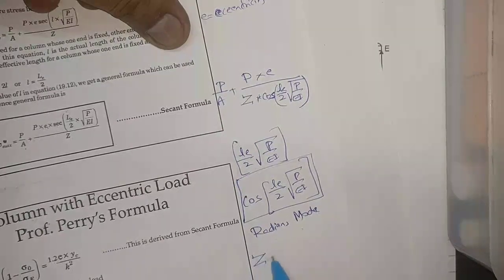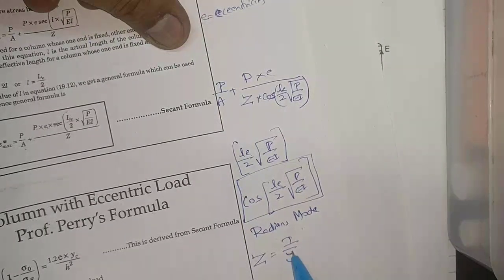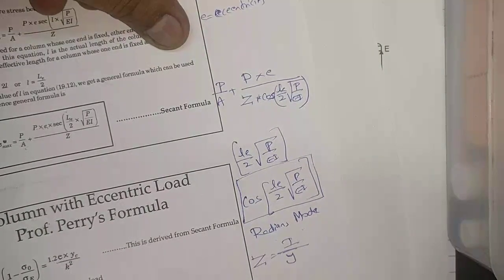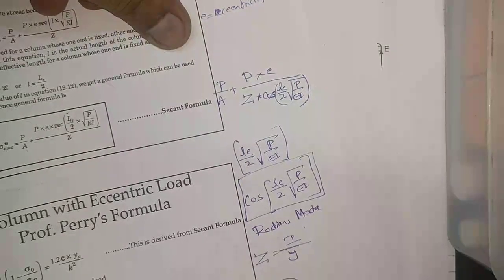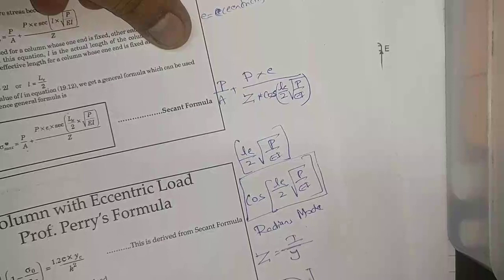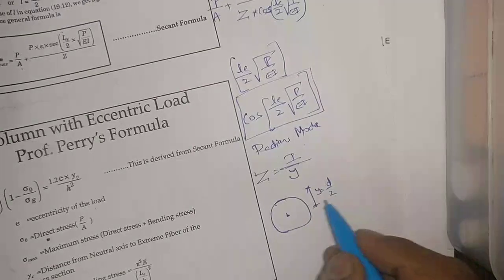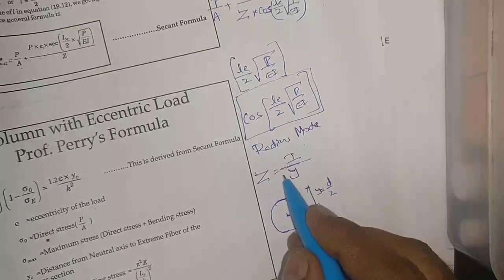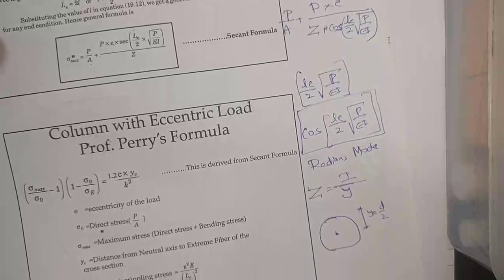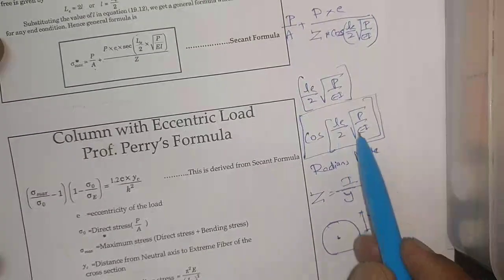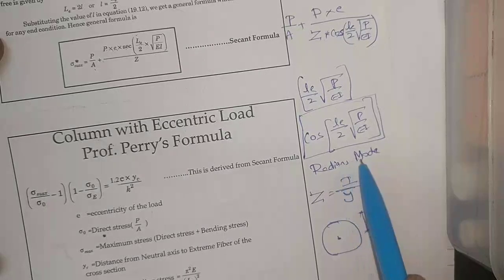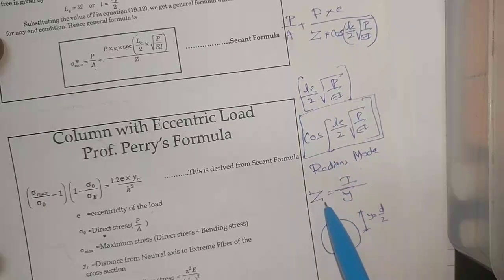What is Z? Z is equal to I by Y. What is Y? For example, if a circle is there, Y is from the center to the extreme fiber, so your Y will become d by 2. Like this you find out Z. So after finding this one, with the calculator in radians mode, multiply this with the Z.